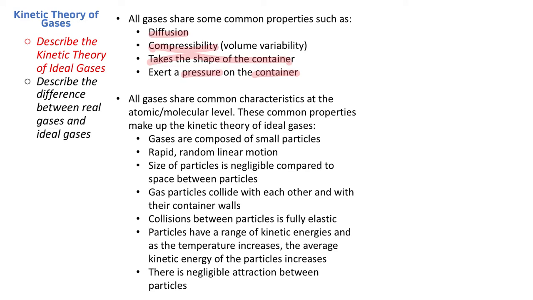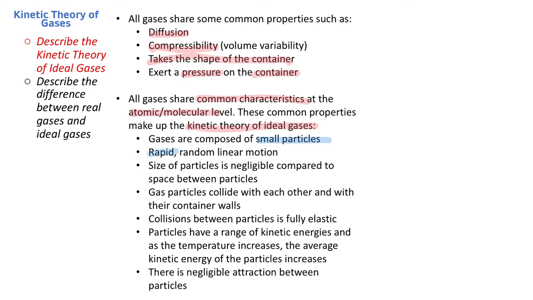They share these common characteristics because they share common characteristics at the atomic or molecular level. These common properties make up the kinetic theory of ideal gases. Let's go through these. Number 1, gases are composed of very small particles. That's why you can see through them, because they're made up of small particles, yet they take up a lot of space. We'll go through that in a bit.